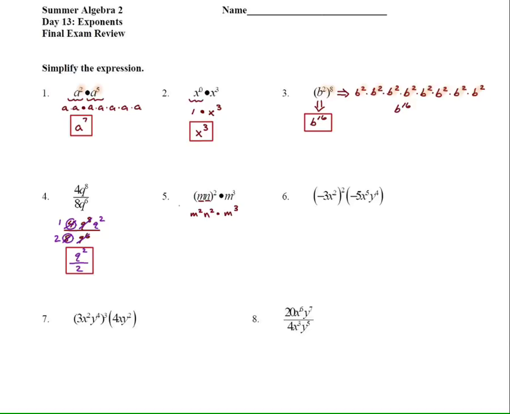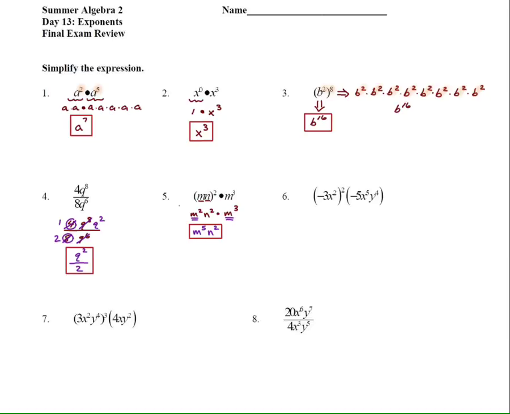M squared, n squared times m cubed, and then I can just handle the m's together. So m squared times m to the 3rd, they're the same base. You'd add the exponents, m to the 5th, and then n squared stays n squared. So that's how you handle something like that.